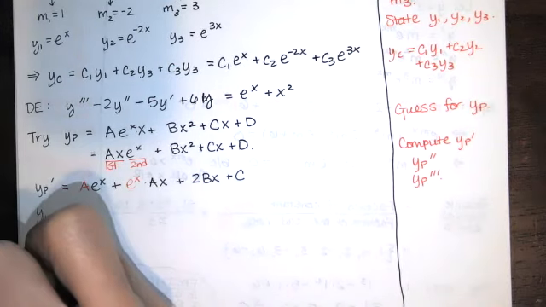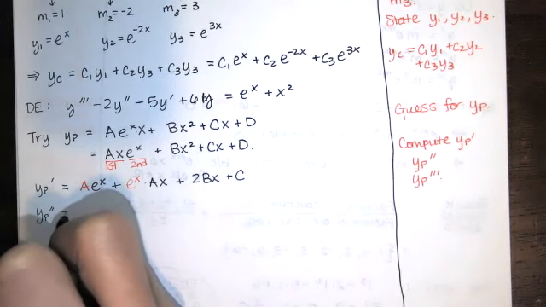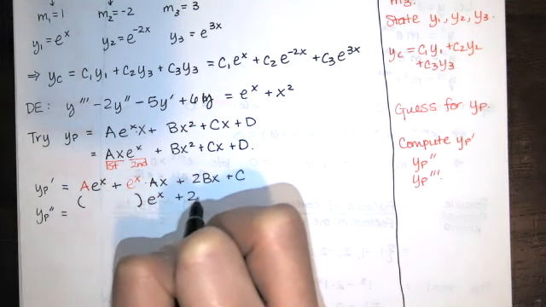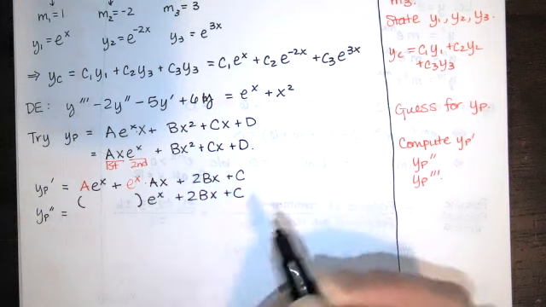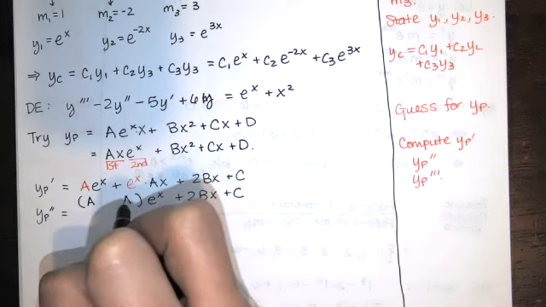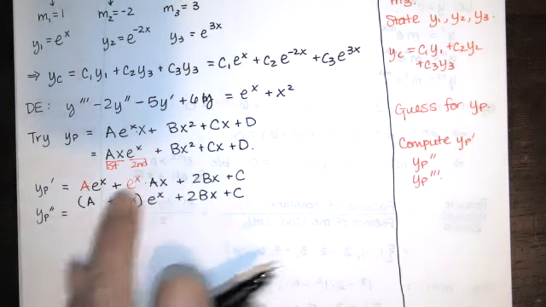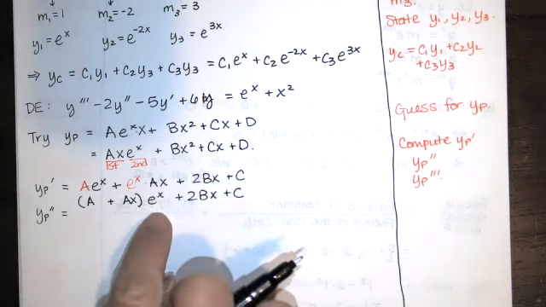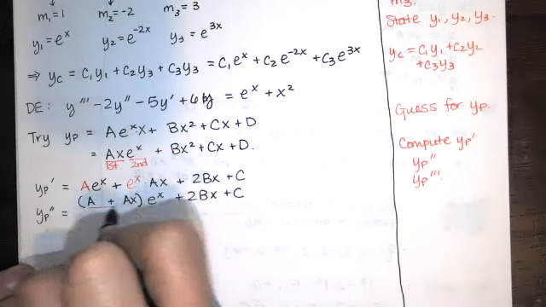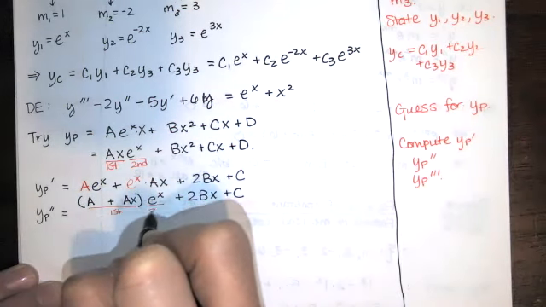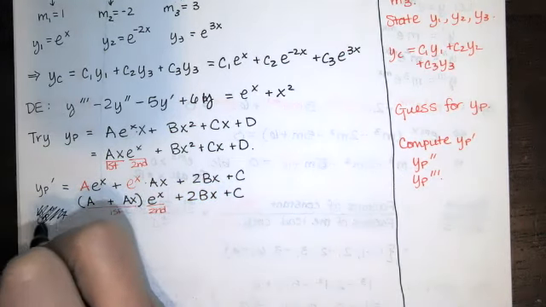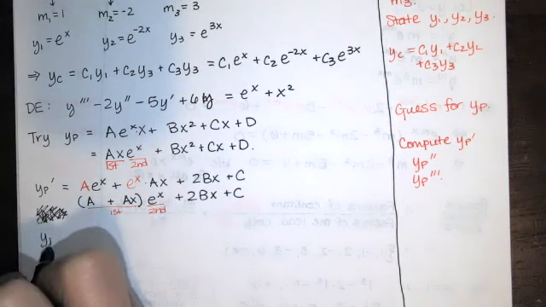And before we do y sub p double prime, let's write this a little differently. I'll factor out the e to the x. This gives me an a here, and I've got an ax over there. So this is a plus ax times e to the x plus that polynomial. Now I'm going to use the product rule again. This is my first function, and this is my second function. I guess I didn't quite give myself enough space. It's okay. Let's do that down here.